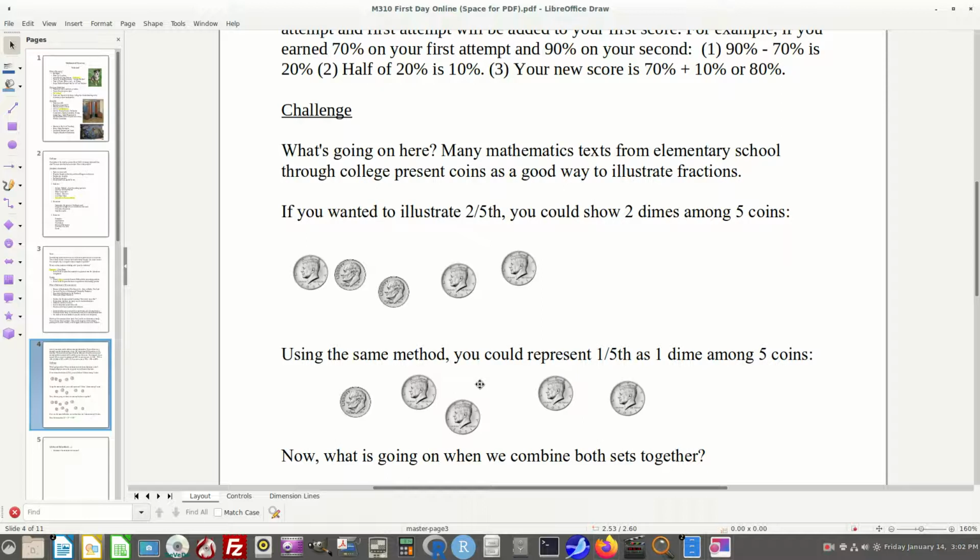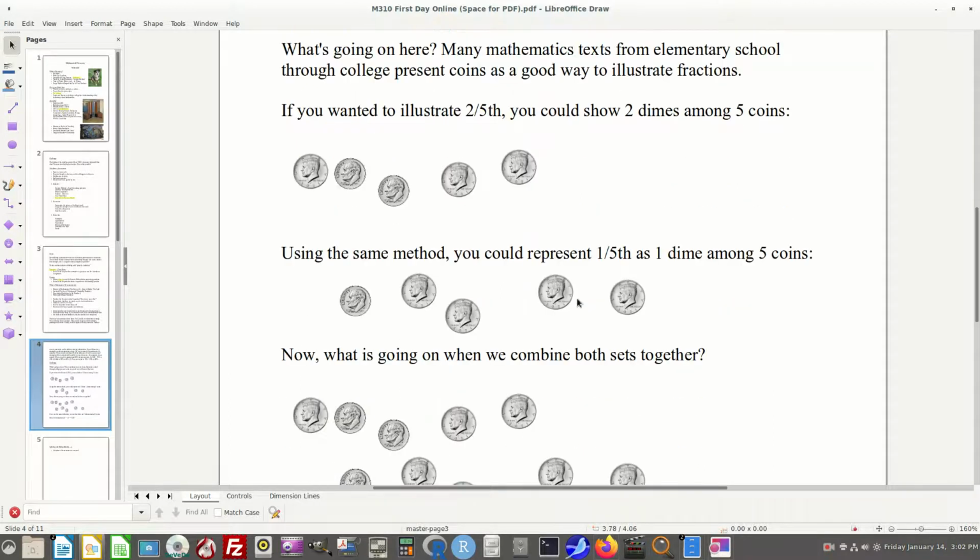Many mathematics texts from elementary school through college present coins as a good way to illustrate fractions. So I've done that here. If you wanted to illustrate 2/5, you could show 2 dimes, here they are, among 5 coins. 1, 2, 3, 4, 5. So 2/5 of these coins are dimes. And then it says, using the same method, you could represent 1/5 as 1 dime among 5 coins. So let's see, 1, 2, 3, 4, 5 coins, of which only one of them is a dime.